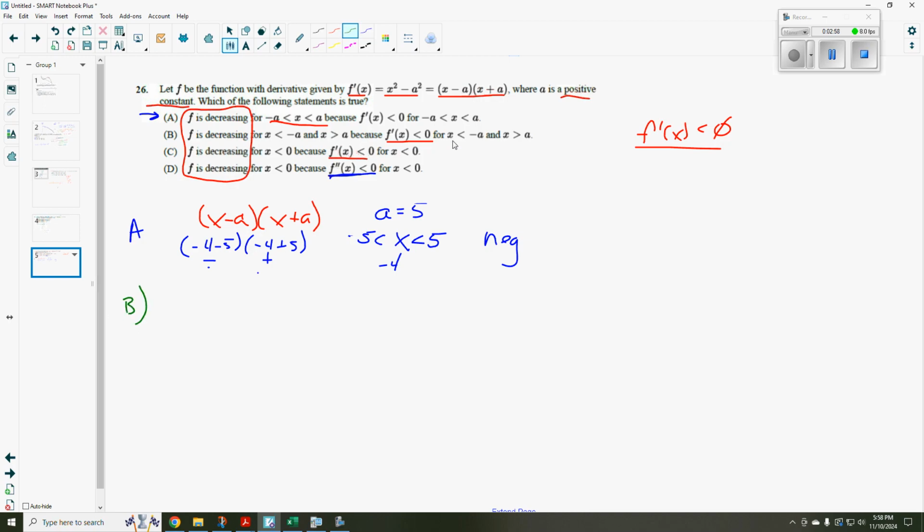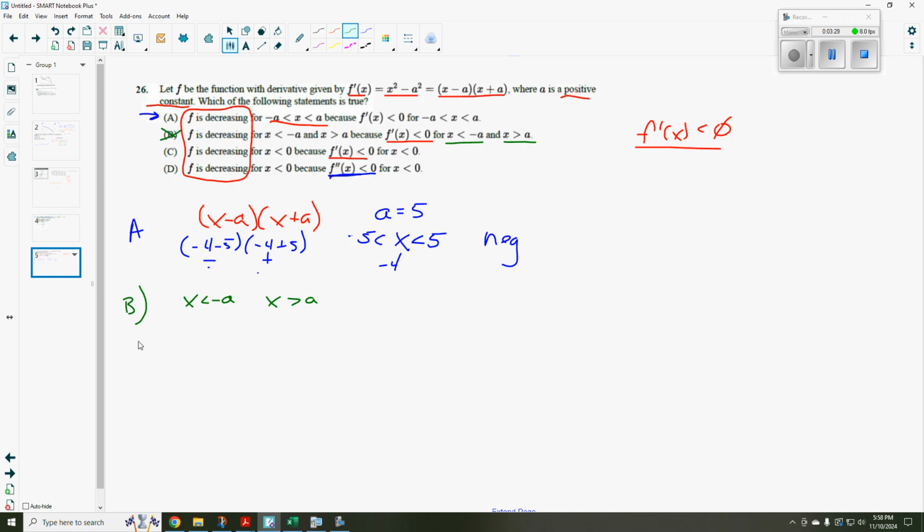Well, B says x is less than negative a and x is greater than positive a. But that's kind of impossible, right? Because if a is a positive integer, it can't be less than negative a. So I can't have x less than negative a, but at the same time x greater than a. That doesn't make any sense if a is a positive integer. So that whole thing is impossible, so B is out as an answer.